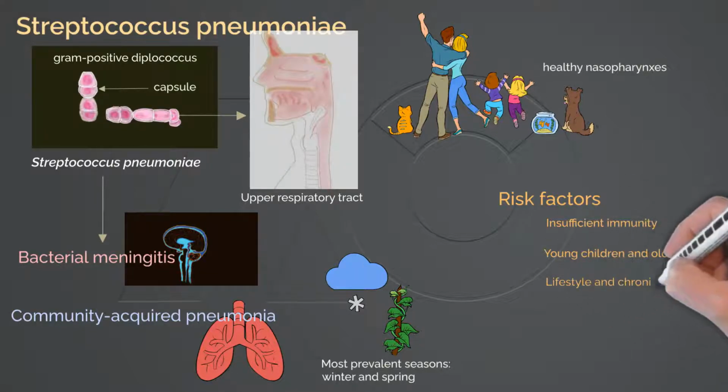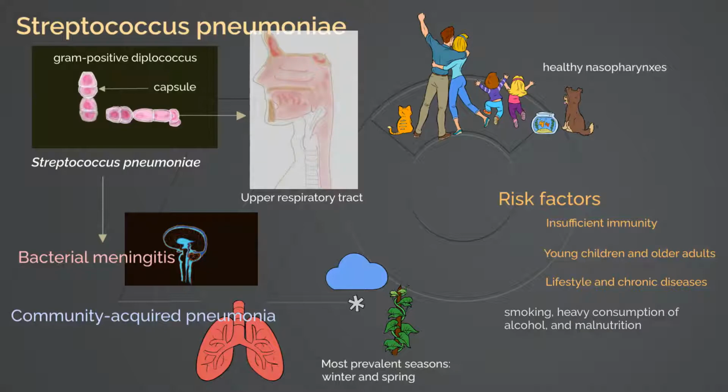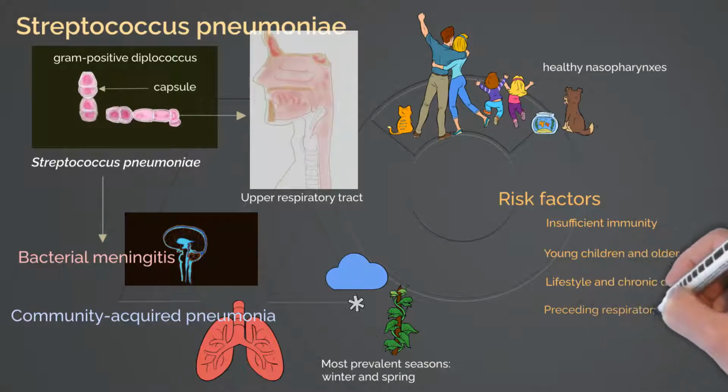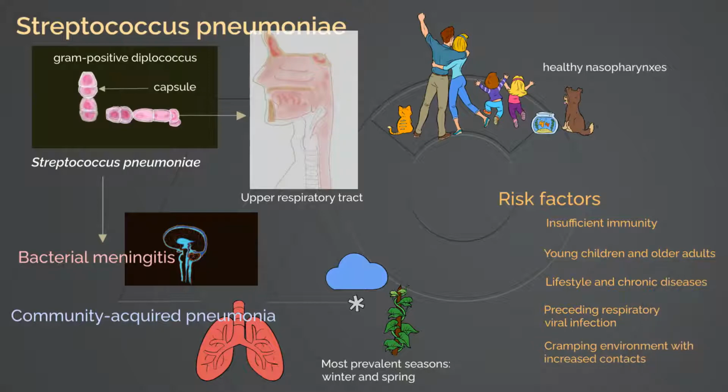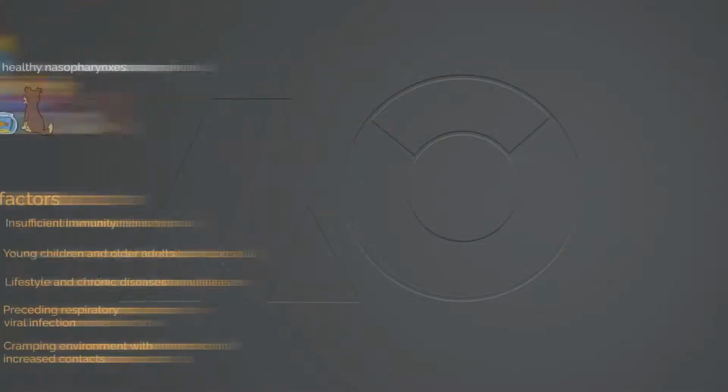Lifestyle and chronic diseases may contribute to infection by weakening the host's immune system. For example, smoking, heavy alcohol consumption, and malnutrition. Preceding respiratory viral infection compromises the respiratory system, increasing the host's susceptibility to pneumococcal infection. Streptococcus pneumoniae is transmitted via droplet. Therefore, cramped living space increases the opportunity for pneumococcal infection.